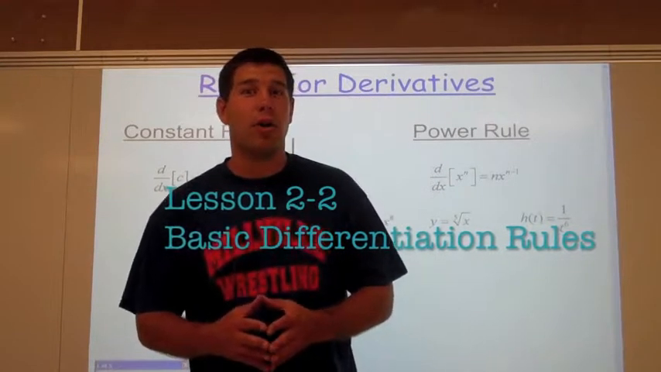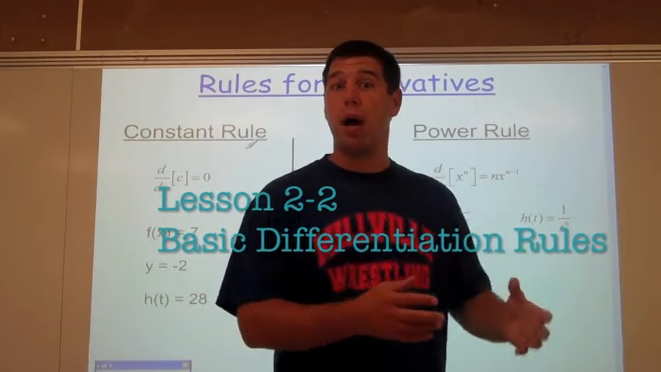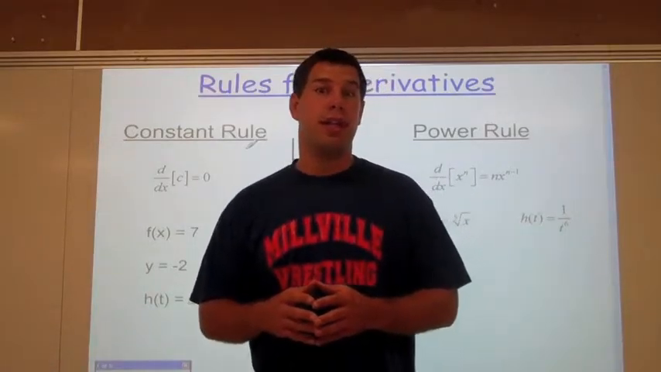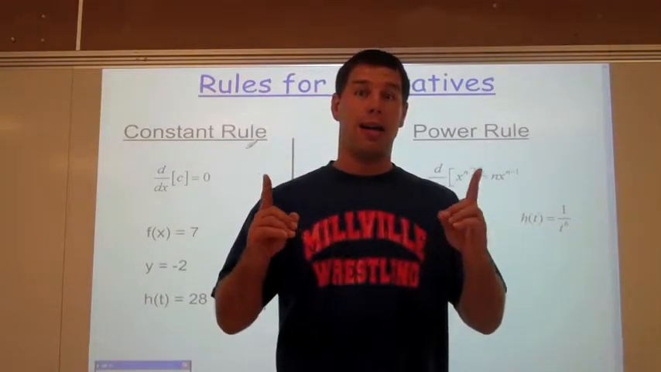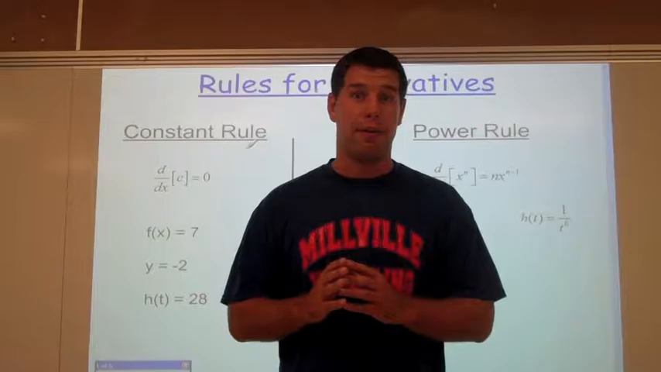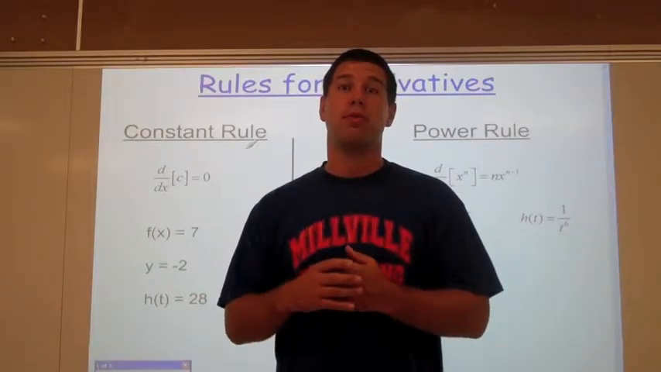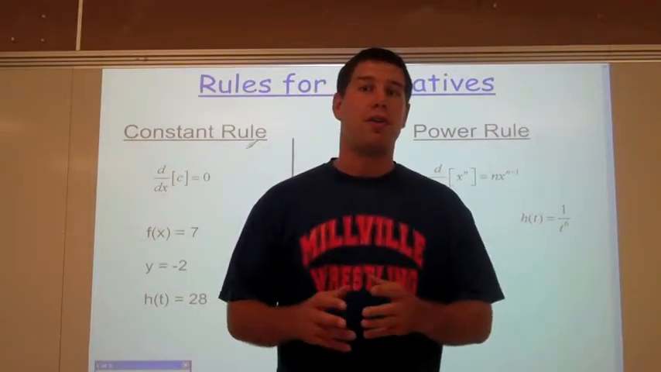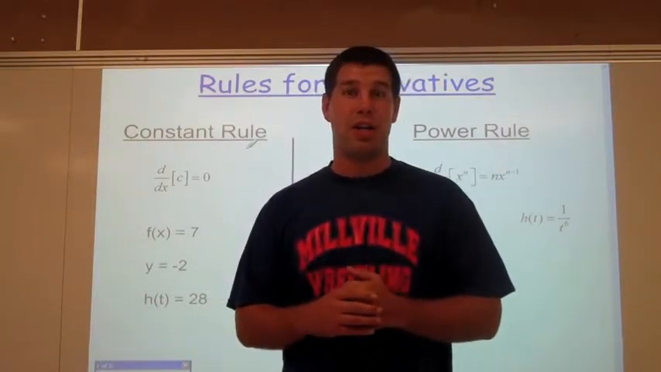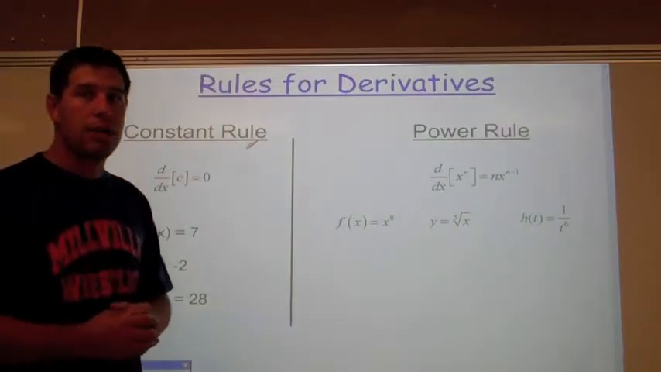All right, last lesson we talked about what the derivative was, and how to find the derivative using a limit definition for a secant line that got the points closer and closer together. This lesson we're going to learn some shortcuts to find the derivative so you don't have to use that limit definition every time. The first two rules we're going to learn are called the constant rule and the power rule. We'll start with the constant rule.